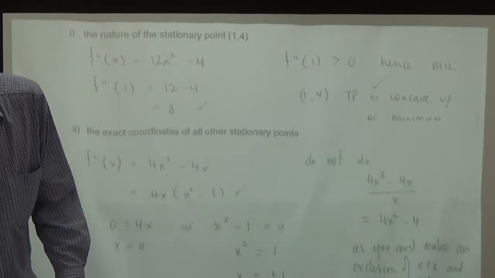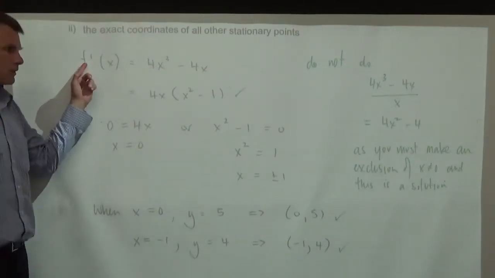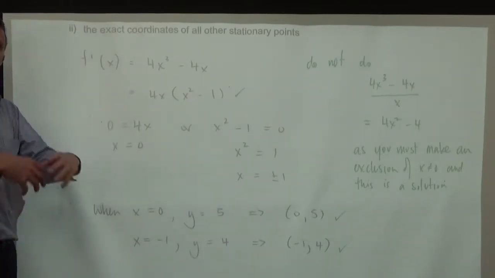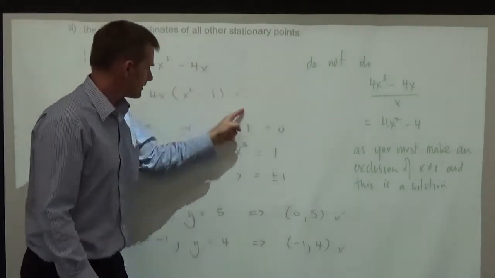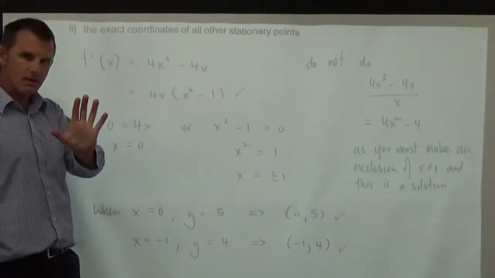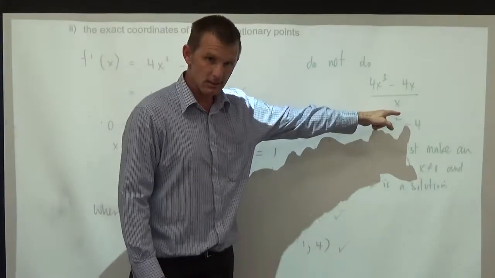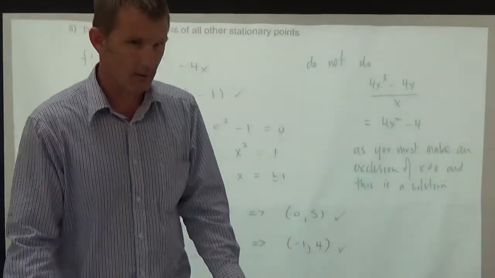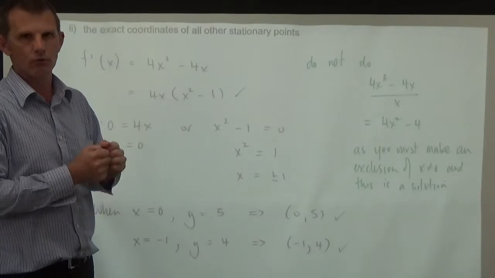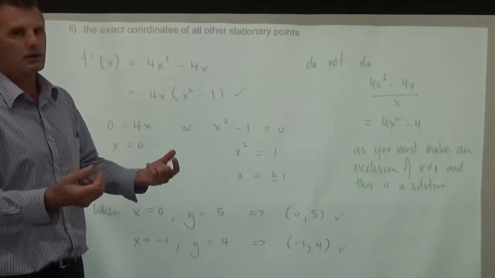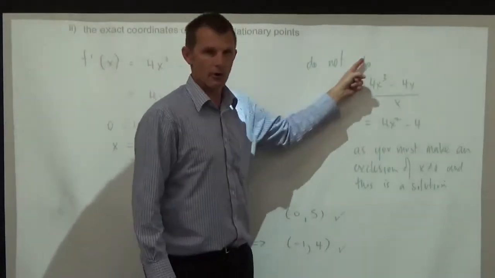The exact coordinates of all other stationary points: first derivative, let it equal 0. That's going to give me all of the stationary points. Okay? Now, I did this, I factorised that. Be careful. Don't do this. If you divide through by x, or by any variable, then that variable cannot equal 0, because otherwise you've divided by 0 and that's undefined. So this is not okay.